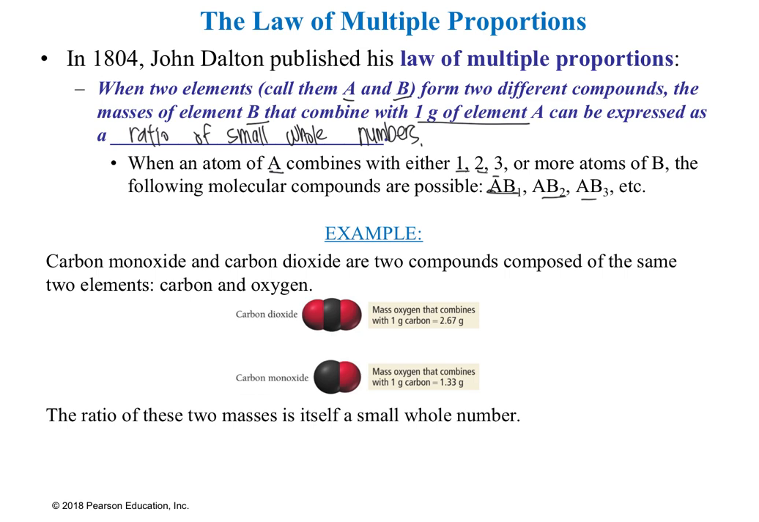So if I have carbon monoxide and carbon dioxide, both of them are made out of carbon and oxygen. If I look at how much oxygen there is in carbon dioxide, for every 1 gram of carbon, it gives me that many grams of oxygen. And for carbon monoxide, for every gram of carbon, I have 1.33. So if I take the ratio of those two, I get 2.67 grams of oxygen over 1.33 grams of oxygen, and that gives me 2.